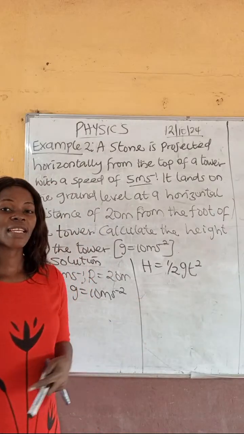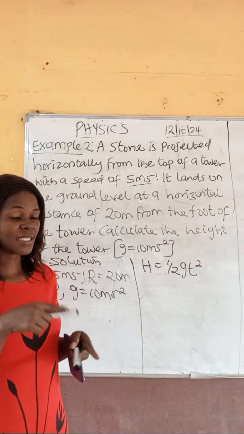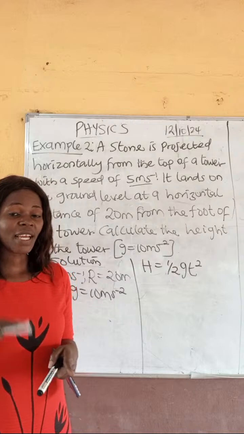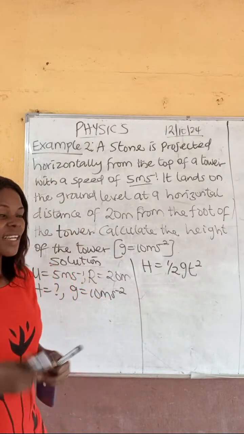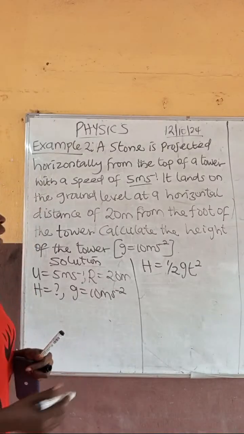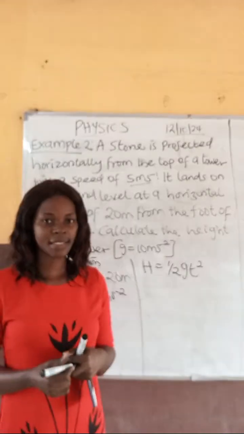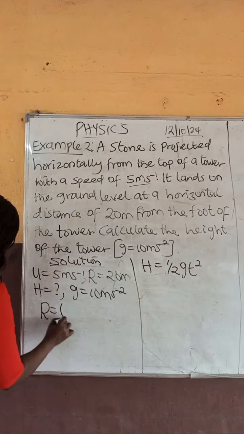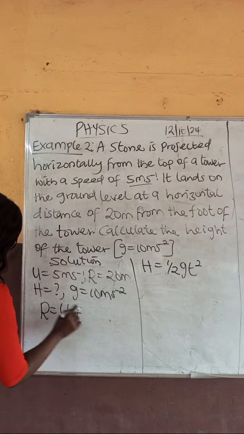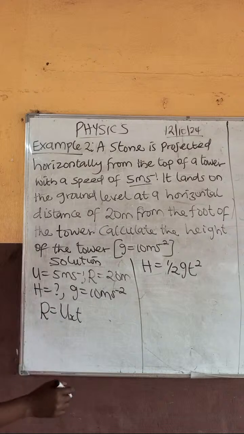So indirectly, the examiner wants you to solve two different things to solve the time. Then after getting your time, you now put it here to get your height. That is what they want us to do. There's a relationship between the horizontal distance, which is range, and the time. So we see that the range is equal to uxT. Ux is because we are considering the horizontal motion.